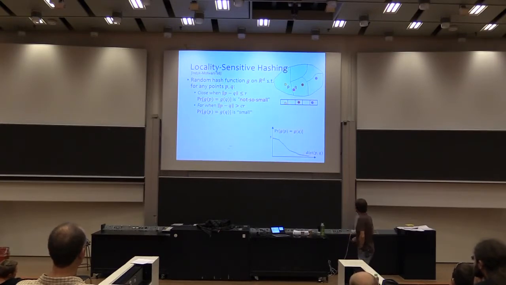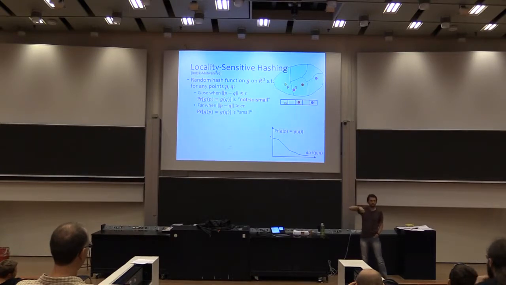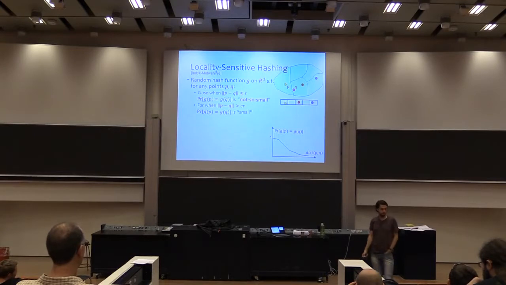Pictorially, we'll have a hash function where, if we draw the probability of collision of the points as a function of the distance, it will be some decreasing function. And we want this function to be essentially as sharp as possible. And this is what we'll be talking about.